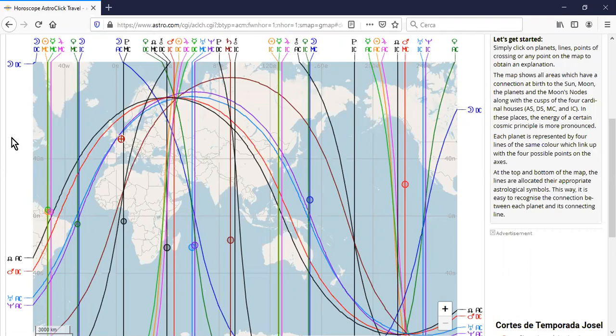This is going to be a two-part video. The first part is about how to interpret this map, and the second part is going to be about how to relocate your chart on astro.com.